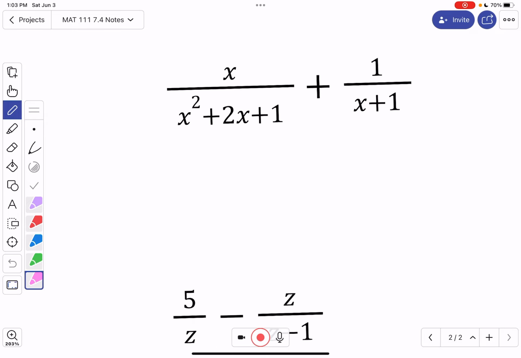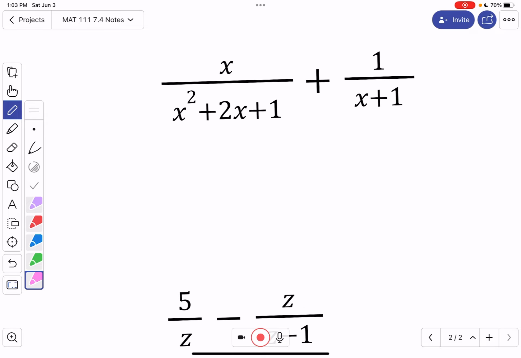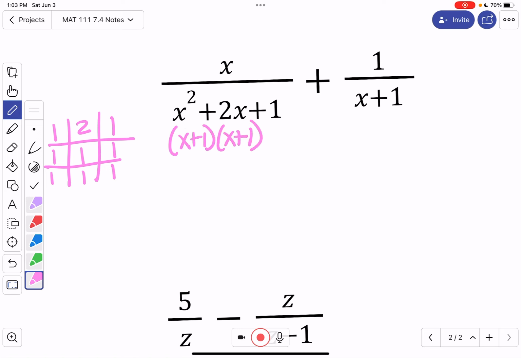If you have a trinomial, the best thing to do is to factor it first. Then you can see what factors you need to make your life easier. So a times c, factors of 1, greatest common factor, multiply up, multiply across. This is going to turn into x plus 1 times x plus 1.